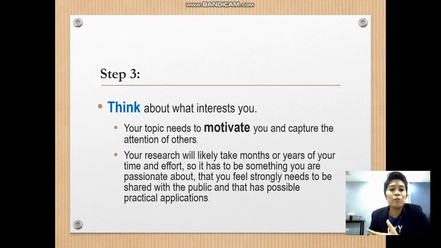Step 3, think what interests you. Think, because your topic needs to motivate you and capture the attention of readers. If it is not interesting at all, not really gaining the attention of the readers, then the purpose of doing research is somewhat useless. Lack of interest. So think about what interests you. I'm sure you have something in your mind, so explore it. Use the keywords wisely in the internet search engine.